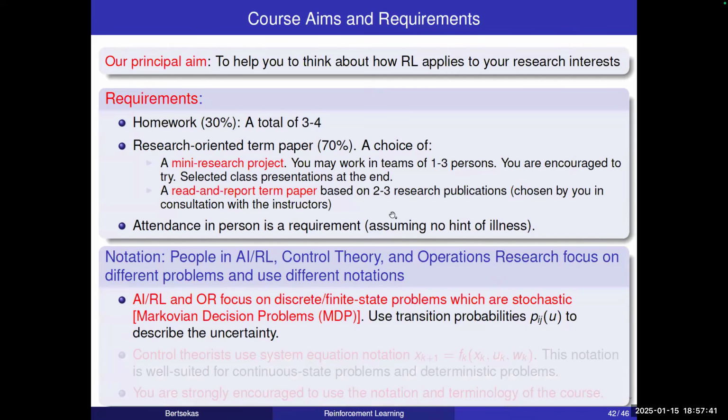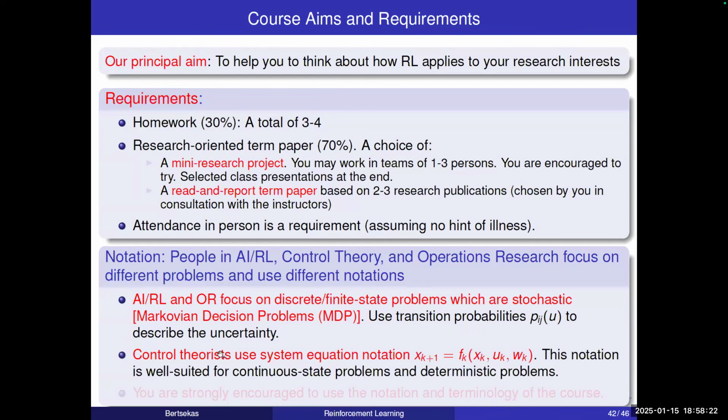For notation, as mentioned earlier, we aim to cover a broad range of applications coming from different domains, and there are different notations used by people in different areas: AI/RL, control theory, operations research. They focus on different problems and use different notations. The AI/RL and OR people focus on discrete and finite state problems, which are stochastic, often Markovian decision problems, and use transition probability notation to describe uncertainty, whereas control theorists use the system equation notation, and this is well suited for continuous state problems and deterministic problems.